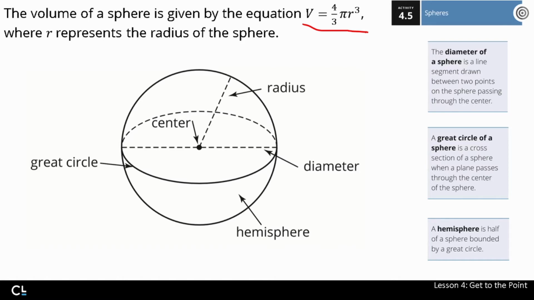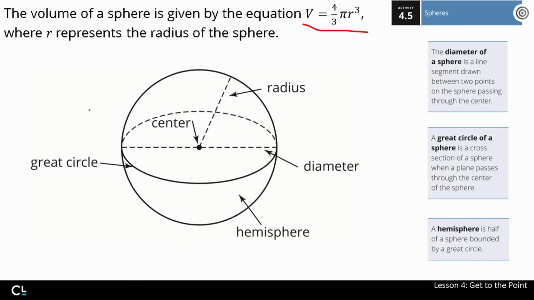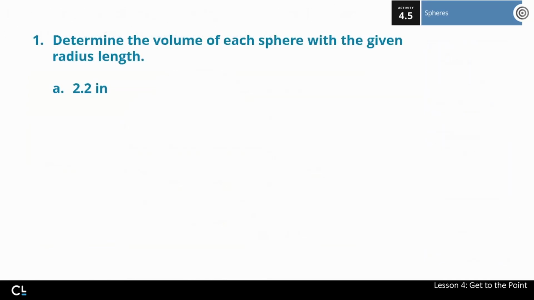So let's use this. It says determine the volume of each sphere with the given radius. So this is just practicing. We're given our radius right here, r. And once again, our volume formula, we could go back, it says 4/3 pi r cubed. We're going to put 4/3 pi r cubed. We're just going to plug in our r, and we could switch pi up.